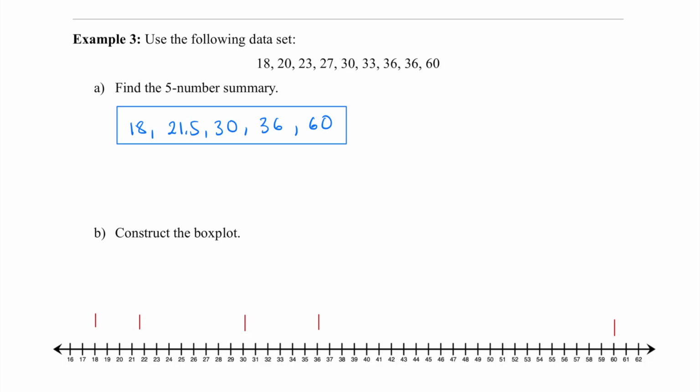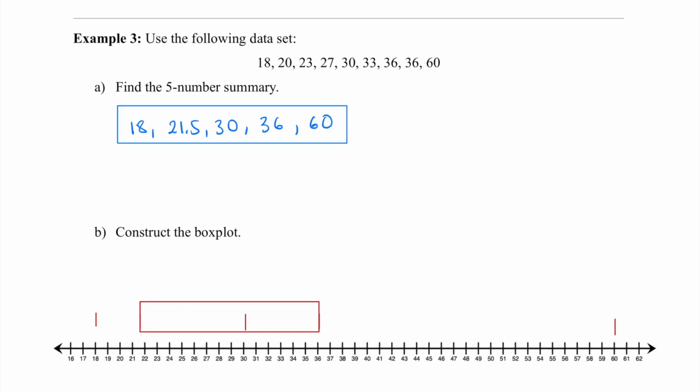Now, let's draw the box. The box always starts at Q1 and ends at Q3. So the box begins at 21.5 and ends at 36. Next, draw the vertical line inside the box at the median. The median is 30, so I draw the vertical line here.